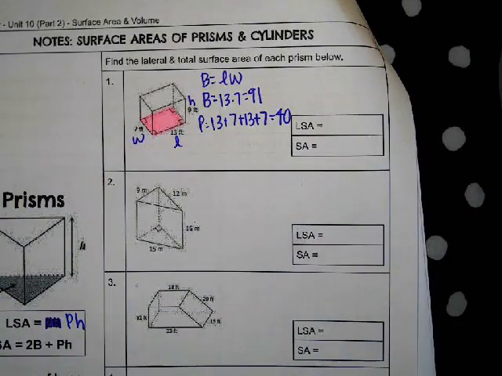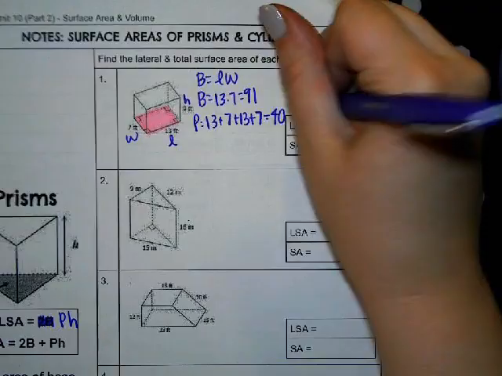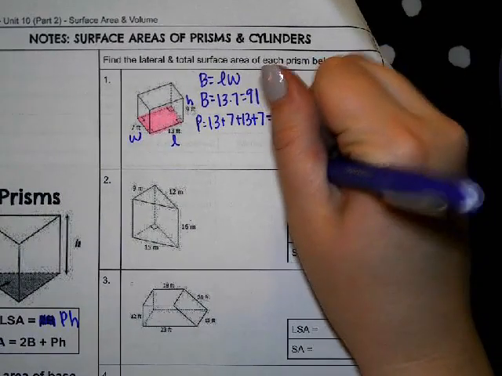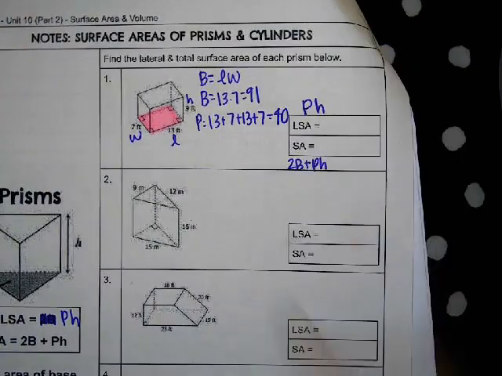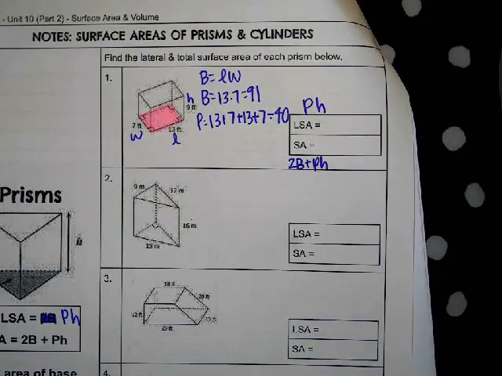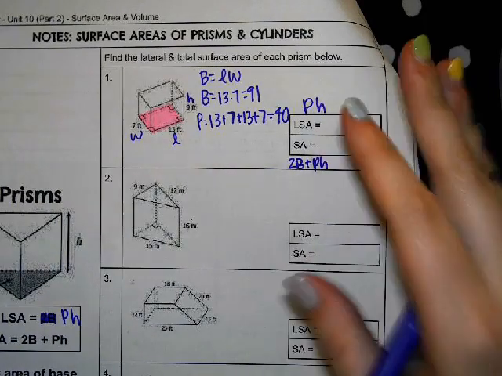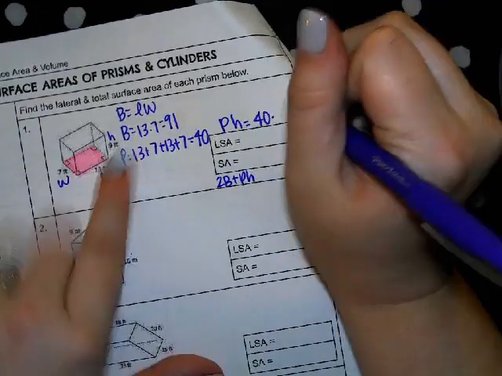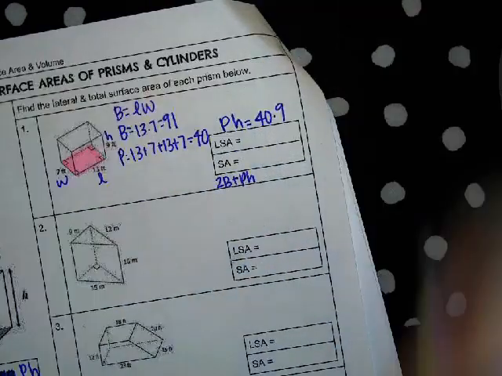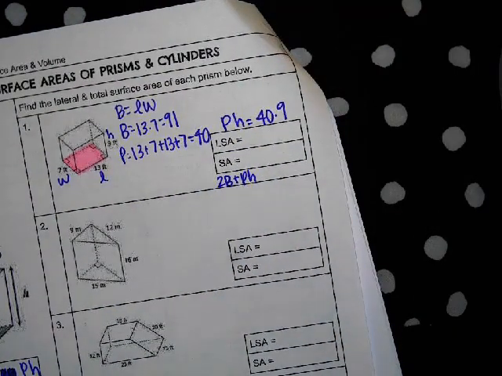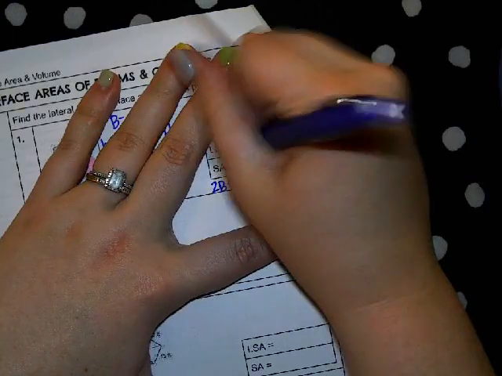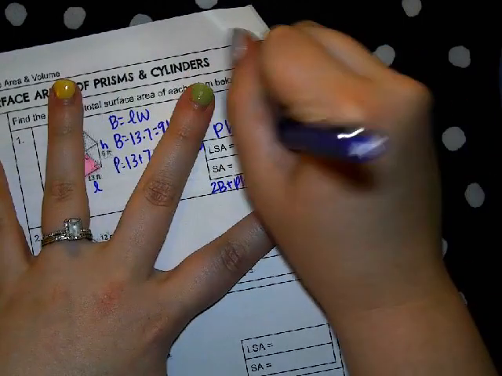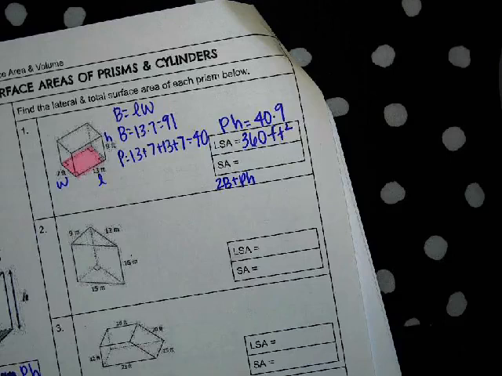Now, in order to move on, all I'm going to do is plug stuff into my formulas. Above the LSA, or the lateral surface area, I wrote the piece that I need, perimeter times height. Perimeter, we've said, was 40. Height, we said, was 9. I'm going to plug that in my calculator, and it's going to give me 360. Don't forget your units.